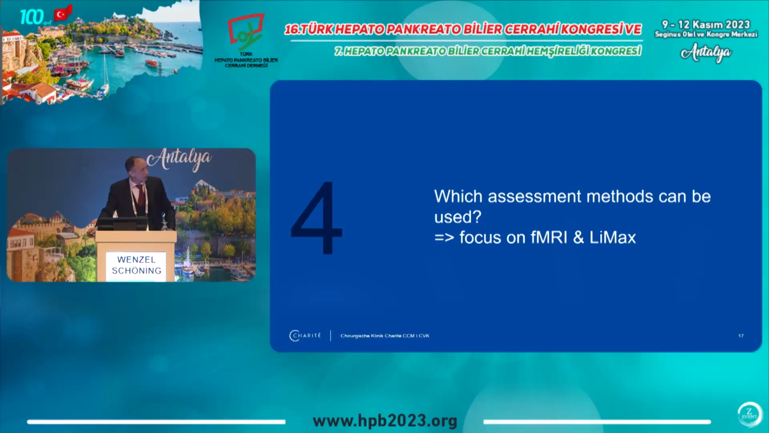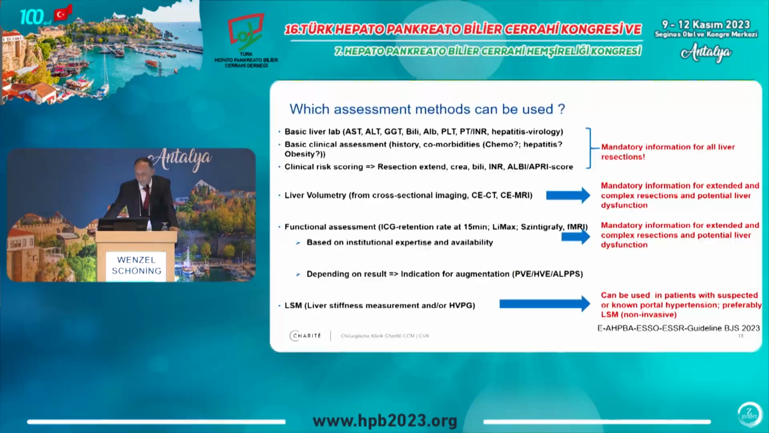And in this section I will focus only on the functional MRI and on the LiMAx test, because with these two functional assessment methods I have experience. But before we go to the more sophisticated functional measurements, of course we have to do the basics. So basic liver lab with liver function test, GGT, bilirubin, albumin, platelet counts, INR, hepatitis virology, and basic clinical assessment with history taking, comorbidities, chemotherapy, when was the last chemotherapy, is there a hepatitis, is the patient obese, is very important and should be mandatory information for all liver resections, not only for the extended resections.